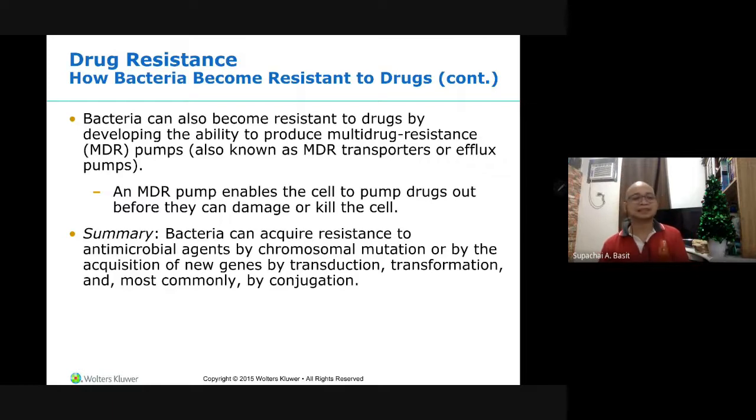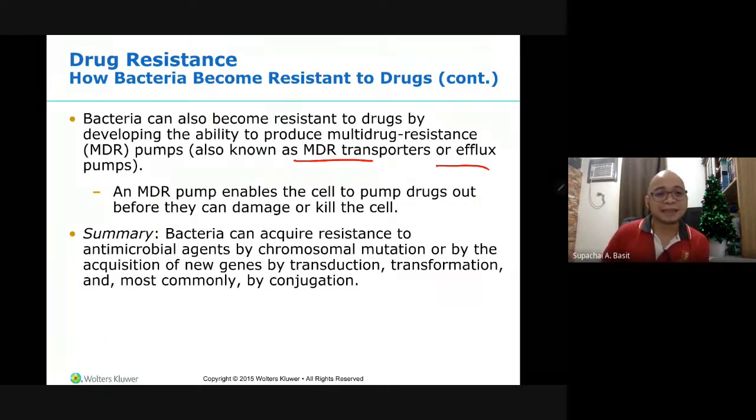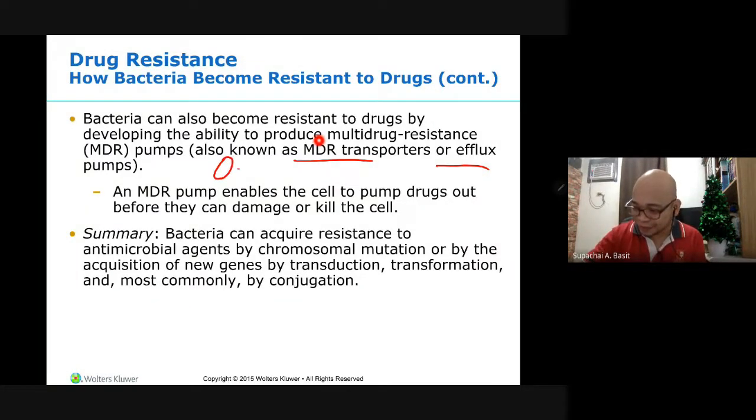Bacteria can also become resistant to drugs by developing the ability to produce the MDR pumps, multi-drug resistance pumps, also known as the MDR transporters or the efflux pump. What does it do? The efflux pumps will actually literally pump drugs out of the cell. So, for example, if a certain drug tries to enter the bacteria, the efflux pumps will actually remove it before it can damage or kill the cell. So imagine, no? They have this mechanism called MDR pumps.